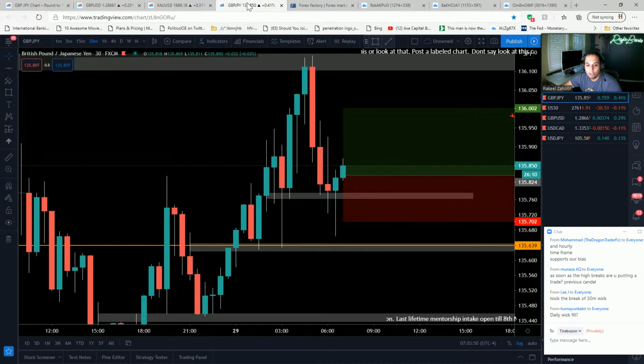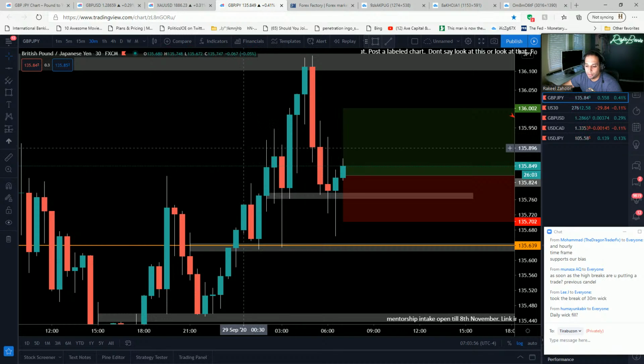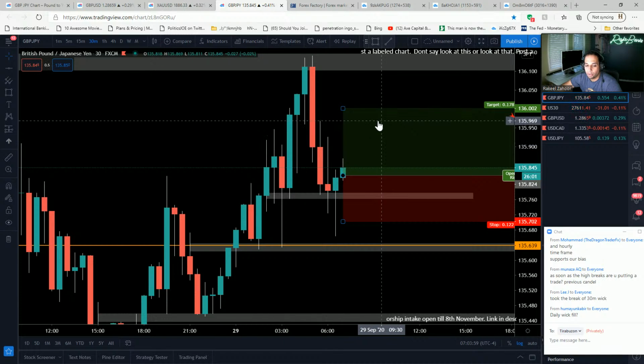Daily wick fill. You know what? If we get a daily wick fill, perfect. But I'm going to secure 10 pips, put stops at break even, and then let the rest run. And if it runs towards the daily wick fill, that's perfect.